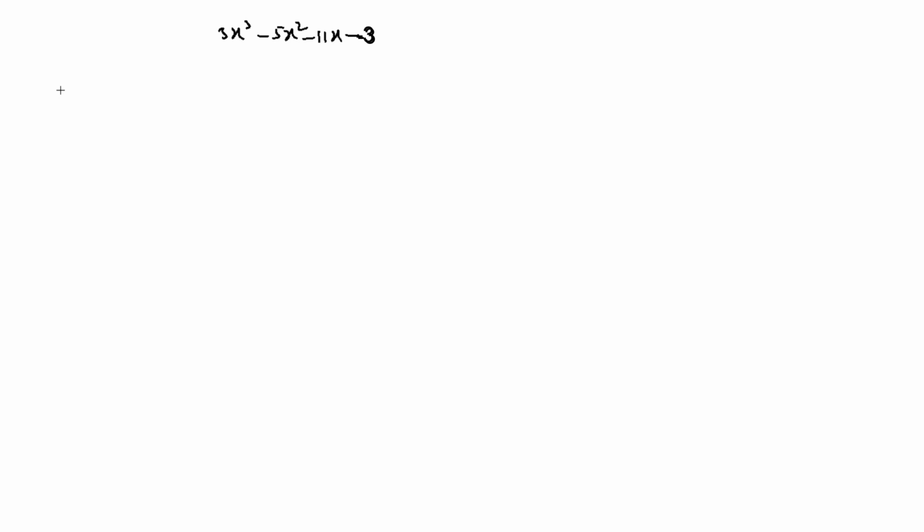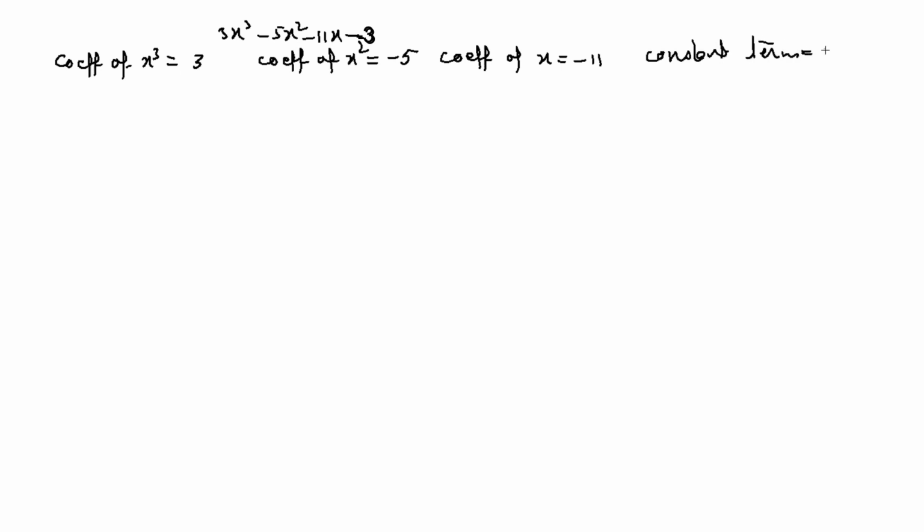Now I will prove the relationship. So write the cubic polynomial 3x cube minus 5x square minus 11x minus 3. Here the coefficient of x cube is equal to 3. The coefficient of x square is equal to minus 5. The coefficient of x is equal to minus 11. And the constant term is equal to minus 3.